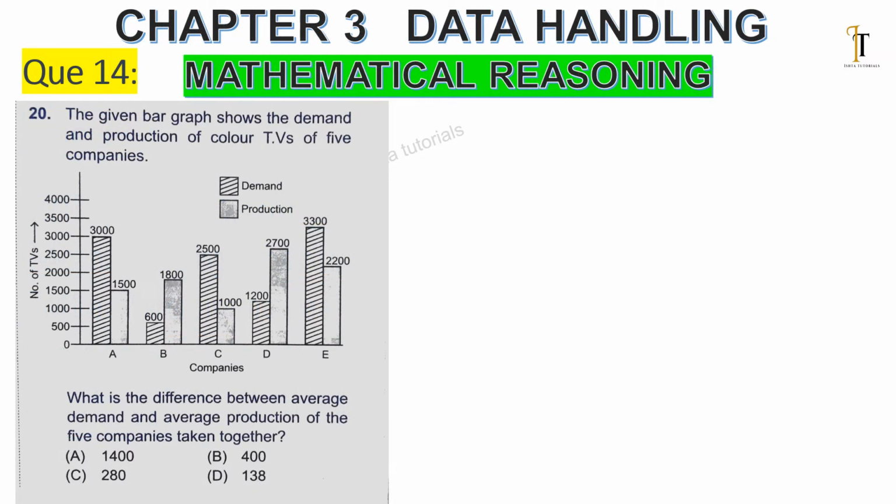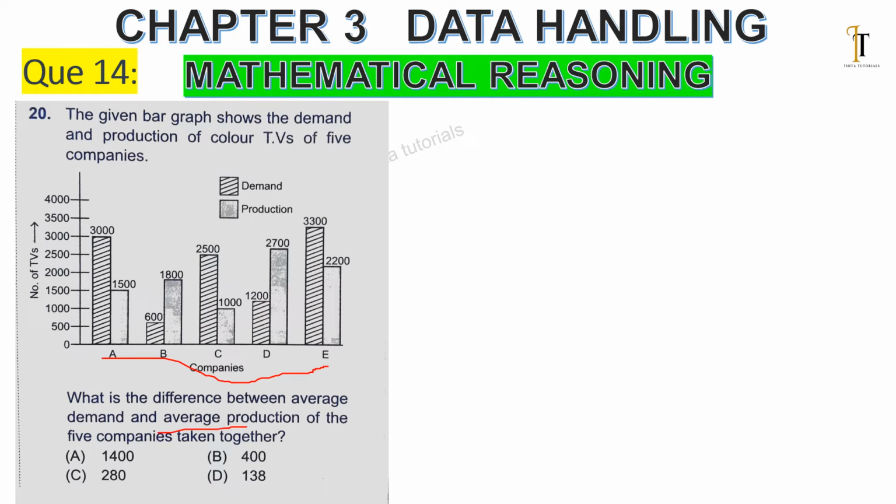Question number 14. The given bar graph shows the demand and production of color TVs of 5 companies, that is A, B, C, D and E. Students, actually it's called a double bar graph, and this question was asked in the previous year Olympiad 2023 as well. Now here you need to find the difference between the average demand and the average production.